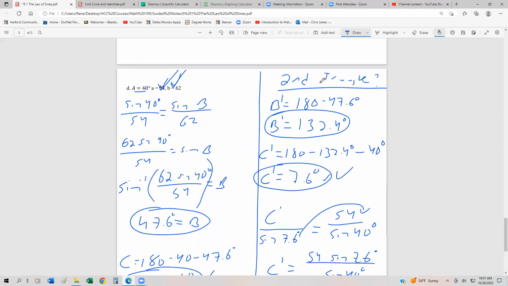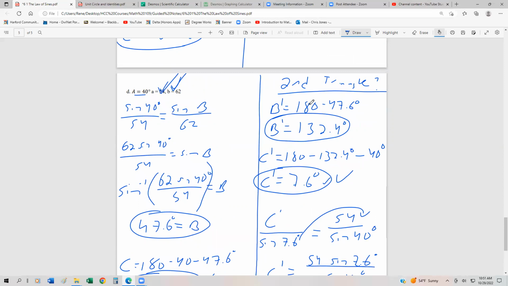Make sure that to find that second triangle, you subtract from 180. Whenever you find that first angle, take 180 minus the given angle minus the reference angle, and if that's still bigger than 0, that means a second triangle exists.